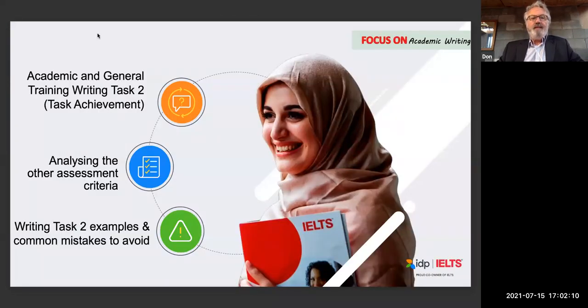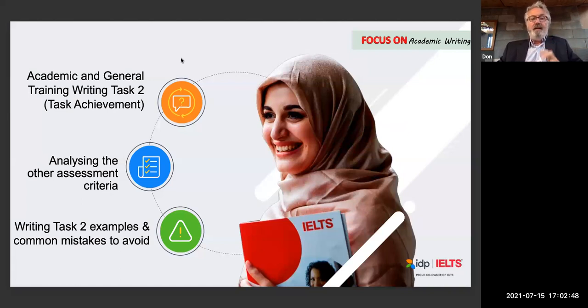So, as I said, we're looking at task 2, and especially we are looking at the first of the assessment criteria. As you probably know, there are 4 assessment criteria, and we'll look at them all. But the first one is particularly important in writing, and that one is called task achievement or task response. And it means, are you answering the question directly? And we'll talk about that at some length.